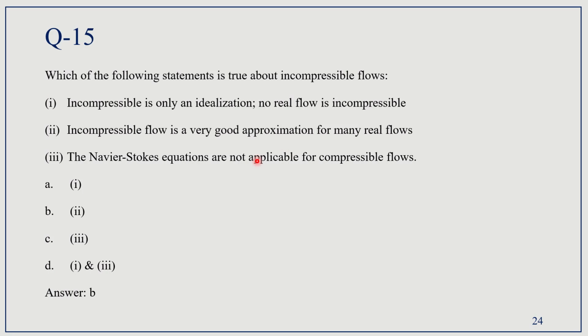Therefore, the second statement is right, and the third, it is given as not applicable, which is false because they are applicable. So option A is 1, option B is the right one because the second statement is the only right statement here, option C is 3, and option D is 1 and 3. Option B is the right answer.